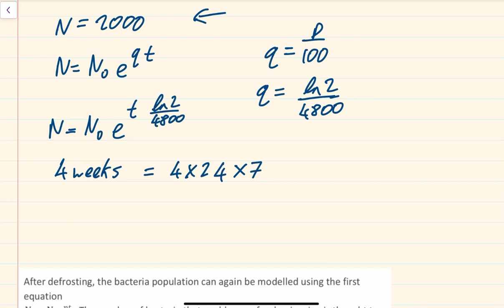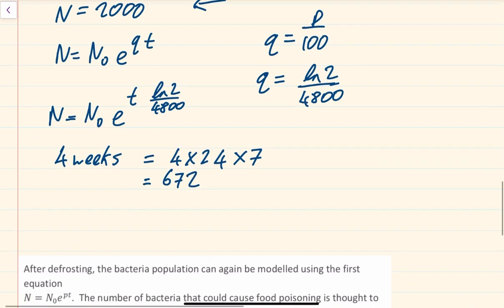So that's 4 times 24, the number of hours in a day. Sorry, 7 times 24 is the number of hours in a week, and multiplied by 4 would be the number of hours in 4 weeks. Apologies, so 4 times 24 times 7. I've just done that on the calculator, and I've got 672. So our t equals 672.